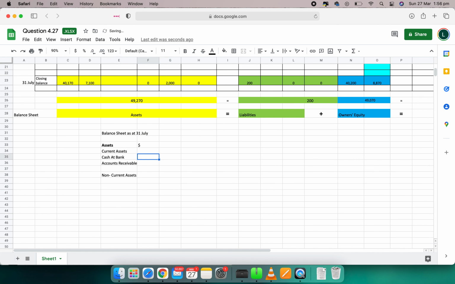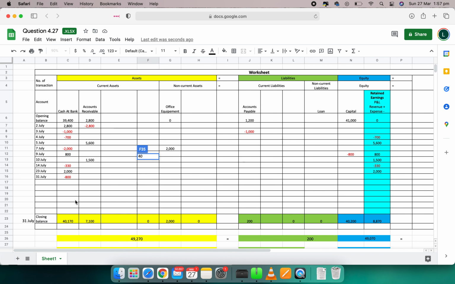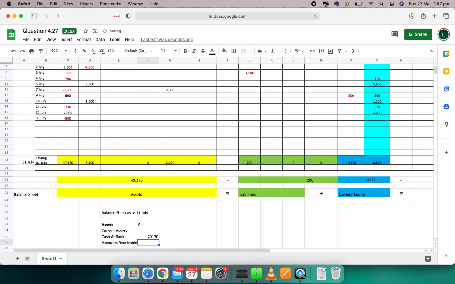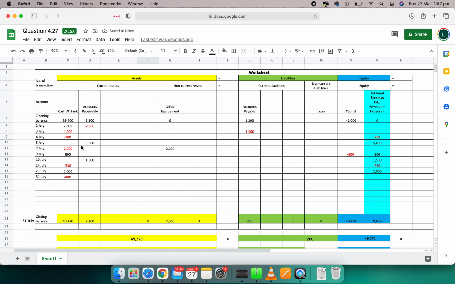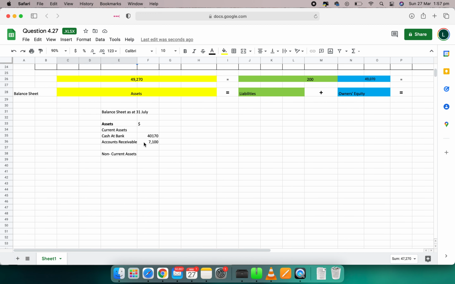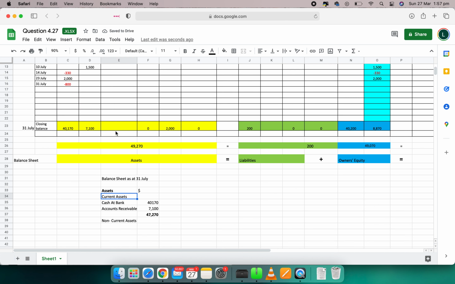And then what we want to do is now bring in our dollar amounts. I can either manually write down my closing balance, so this is my cash at bank, 40,170. Here I can manually write it, or I can use the same method just by pressing equals and then selecting the closing balance of accounts receivable there. Okay, so they're all my current assets. I don't have any more current assets here. I've got the total balances there. All I need to do is 40,000 plus 7,000, and that's giving me a total of 47,270 for my current assets. And if I highlighted those two, I can see a little sum.